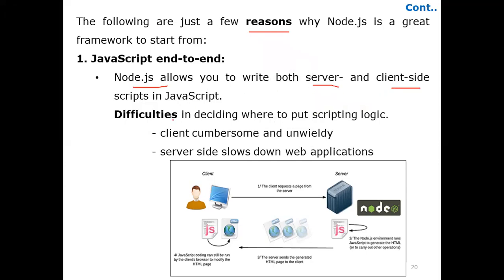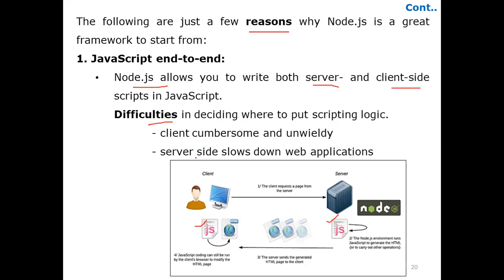Now, what is the problem with including this? The difficulty is in deciding where the scripting logic has to be kept. Whether I need to do the rendering at the client side or at the server side. If you see the figure, we are using this script at the client side as well as at the server side, both. When you are writing at the client side and the server side, we are commonly using JavaScript. So the one problem here for the client side is that it is cumbersome and unwieldy.